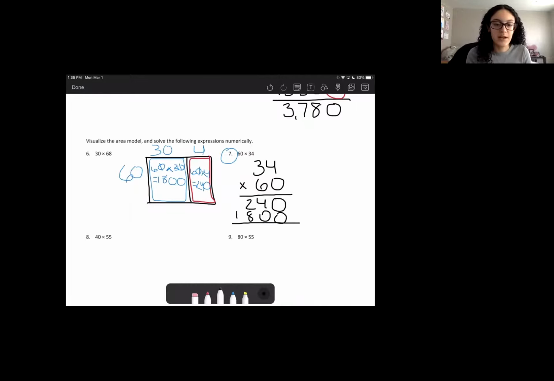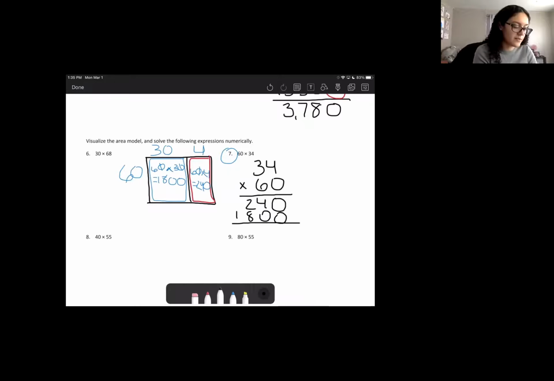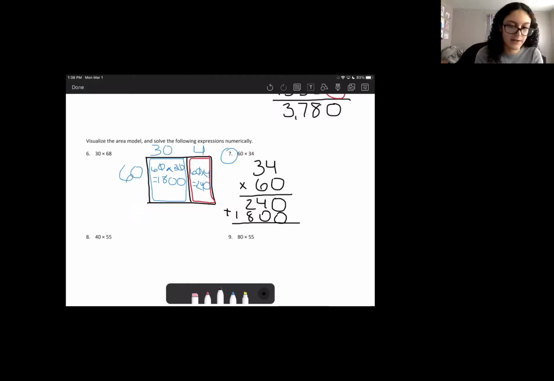All right, so Tyler, I have my two partial products. What do I need to do to find my final product? Multiply. Okay. I multiplied and got the two areas of my rectangle. How am I going to find the area of the entire rectangle altogether? Add. So when I add, Tyler, what am I going to get?